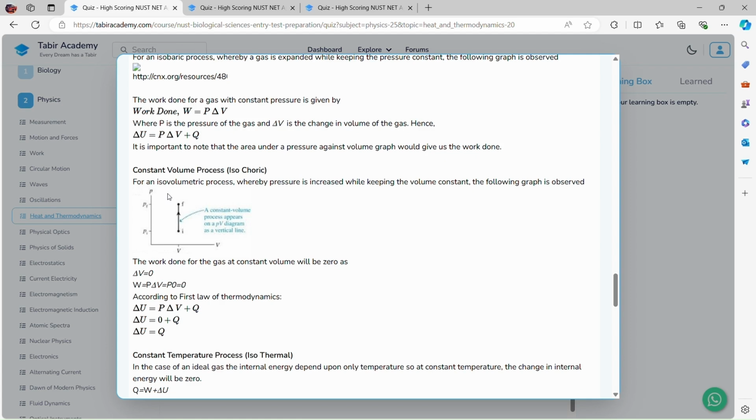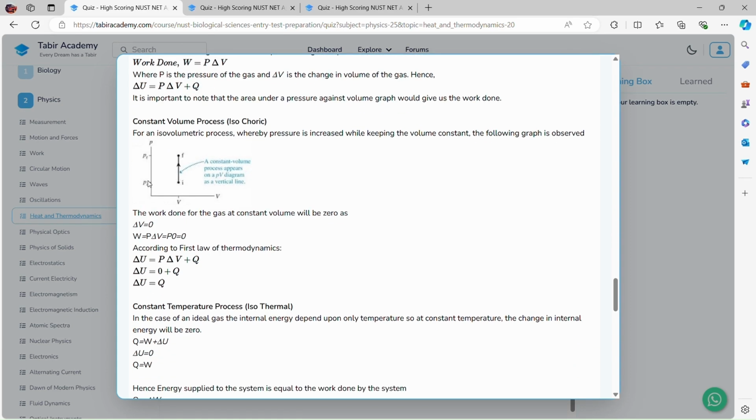Constant volume process, isochoric. For an isovolumetric process whereby pressure is increased while keeping the volume constant, the following graph is observed. Here, Pi and Pf, this is your P and this is your V, and this is I and F. A constant volume process appears on a PV diagram as a vertical line. The work done for the gas at constant volume will be 0 as delta V equals 0. W equals P delta V equals P times 0, which is 0.